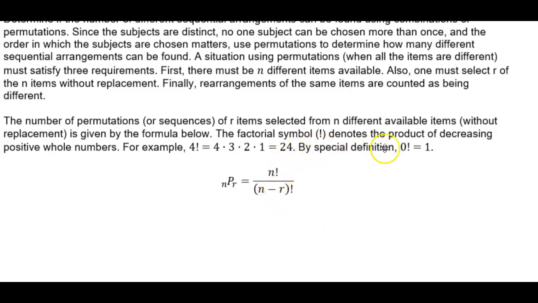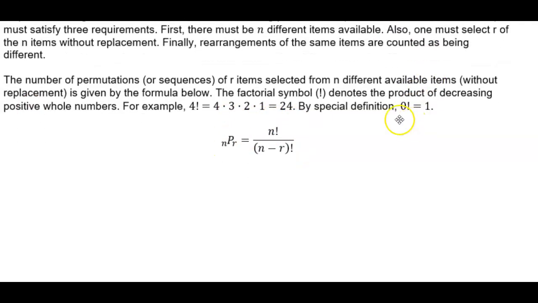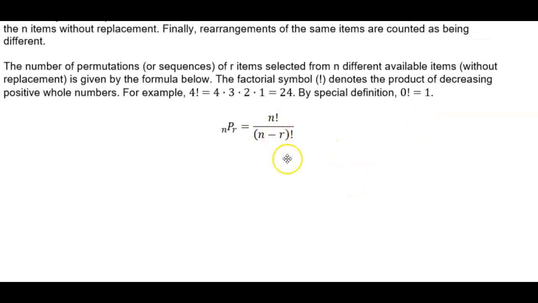The factorial symbol denotes the product of decreasing positive whole numbers. So for example, 4 factorial is 4 times 3 times 2 times 1, which is equal to 24. And by special definition, 0 factorial is equal to 1. So here's our permutation formula, where we have n factorial divided by quantity n minus r factorial.